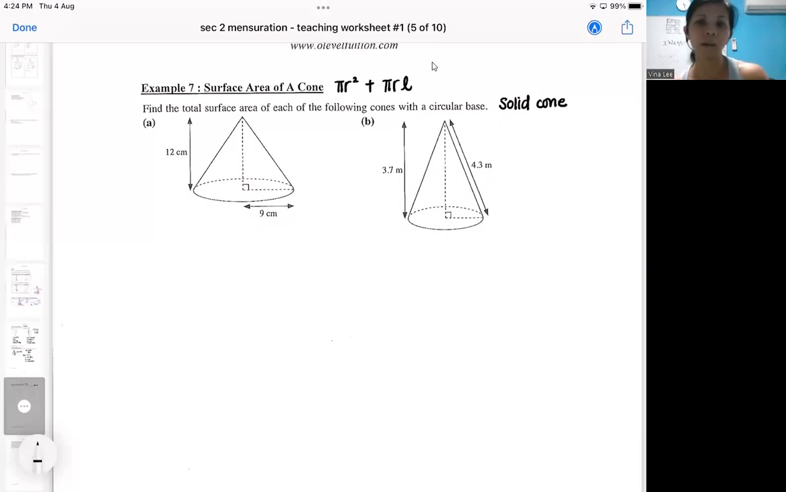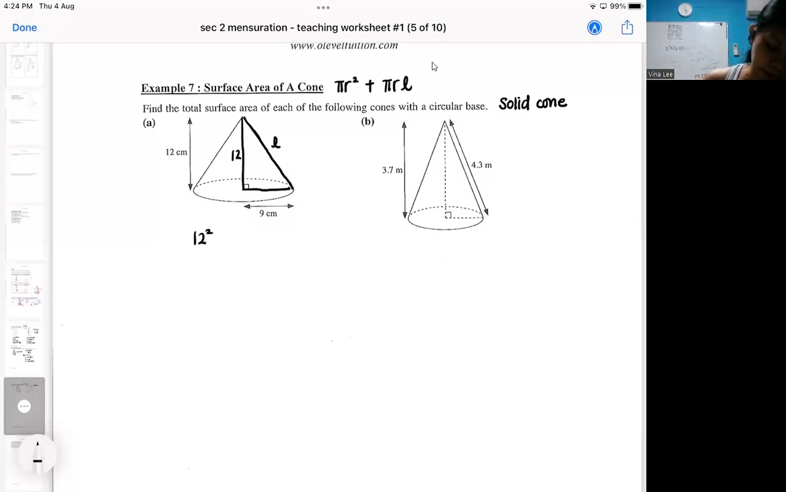In a story sum or real world context, sometimes the base is not there. Please look at the context of the question and decide whether you need the base to be included in the surface area. It will be good if, when you know you're going to find surface area, you check whether you have all the necessary items or not. We have the height, we got the radius, but we do not have the L. In such a case, maybe it will be a good idea to do a Pythagoras theorem first.